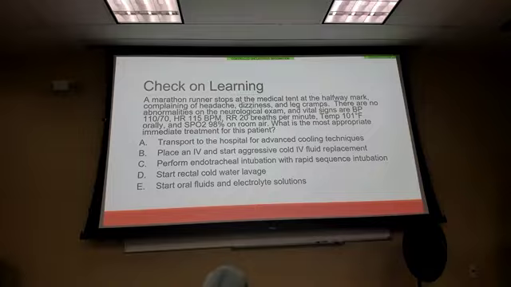Yeah, this one's going to be start oral fluids and electrolyte solution. So this is going to be like heat stress. Vitals are stable, temp's not in that 104 heat stroke range, and the patient is mentating appropriately with a normal neurologic exam. All right, let's do another.